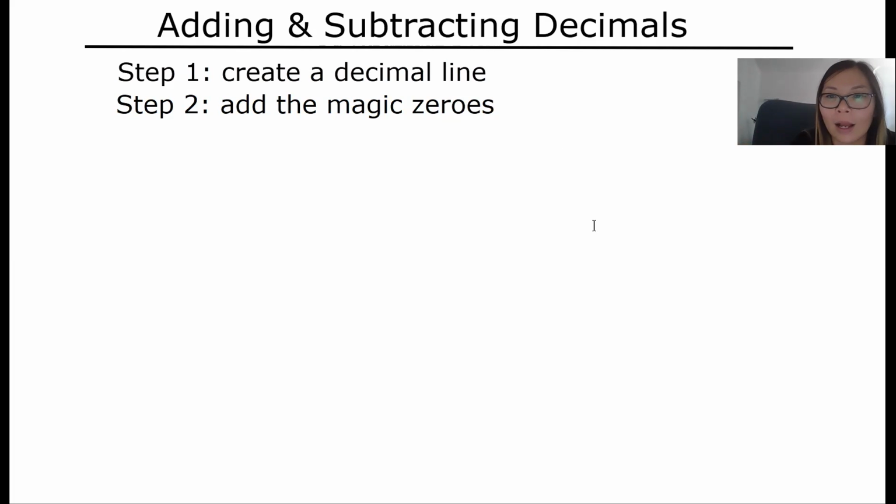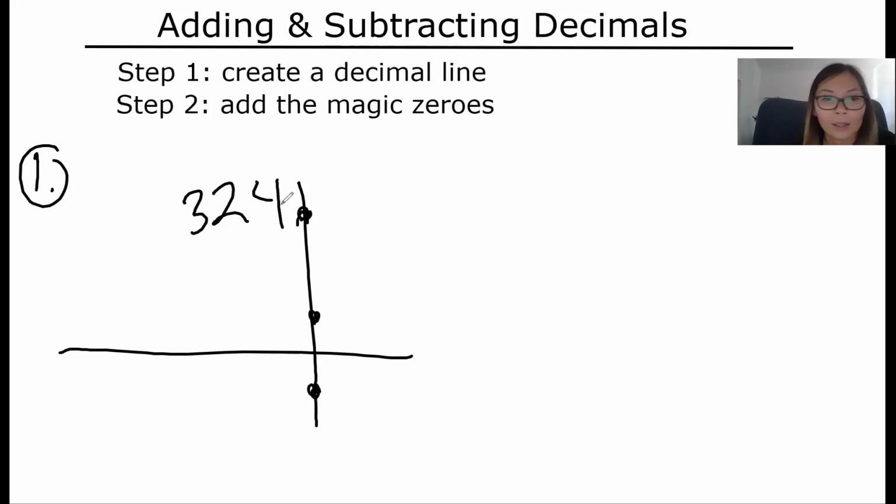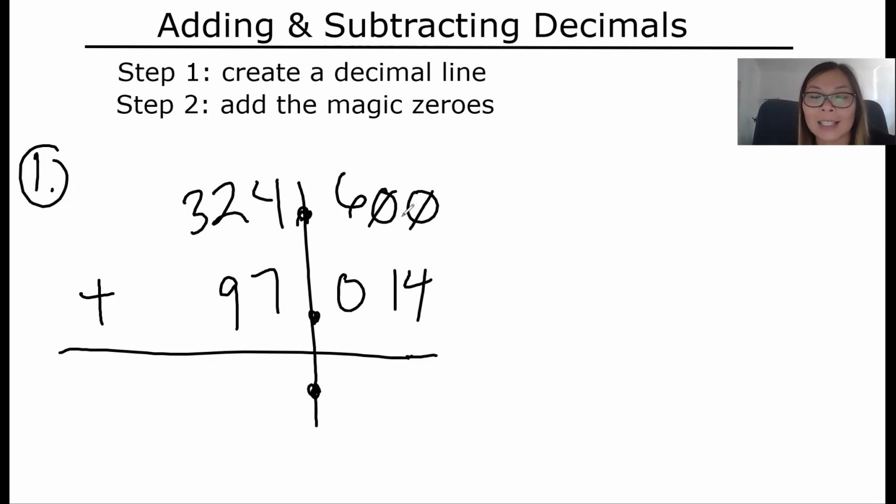So if we are adding decimals, okay, problem number one, step one would be to create your decimal line. Okay, so I'm gonna create my decimal line. Okay, and I'm gonna be adding 324 and 6 tenths plus 97, and let's say, oh no, let's not do 14 thousandths. All right, easy numbers. See, we already did step one, create the decimal line. Step two, you need to add your magic zeros as a placeholder.